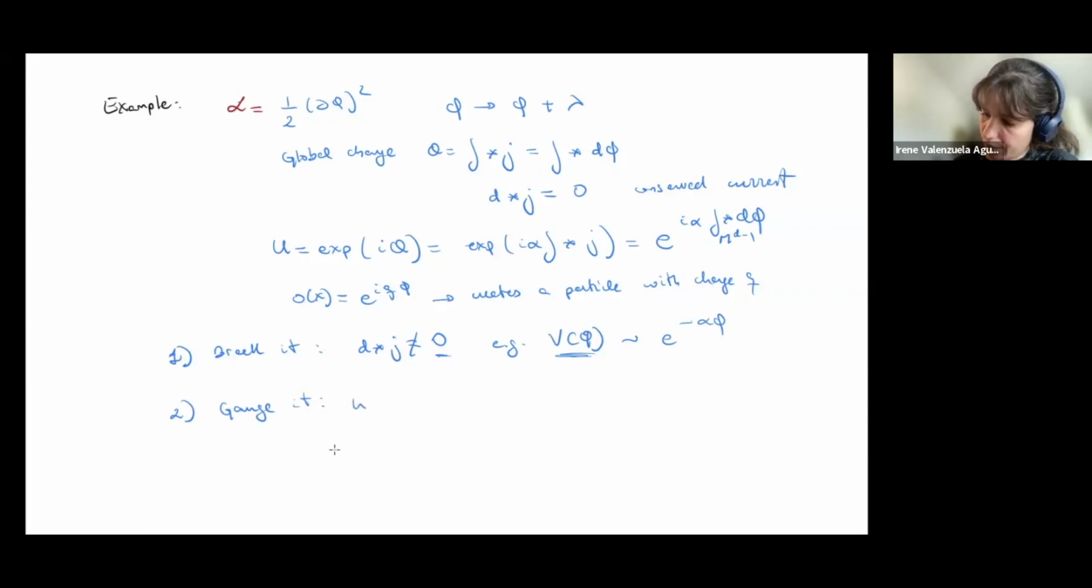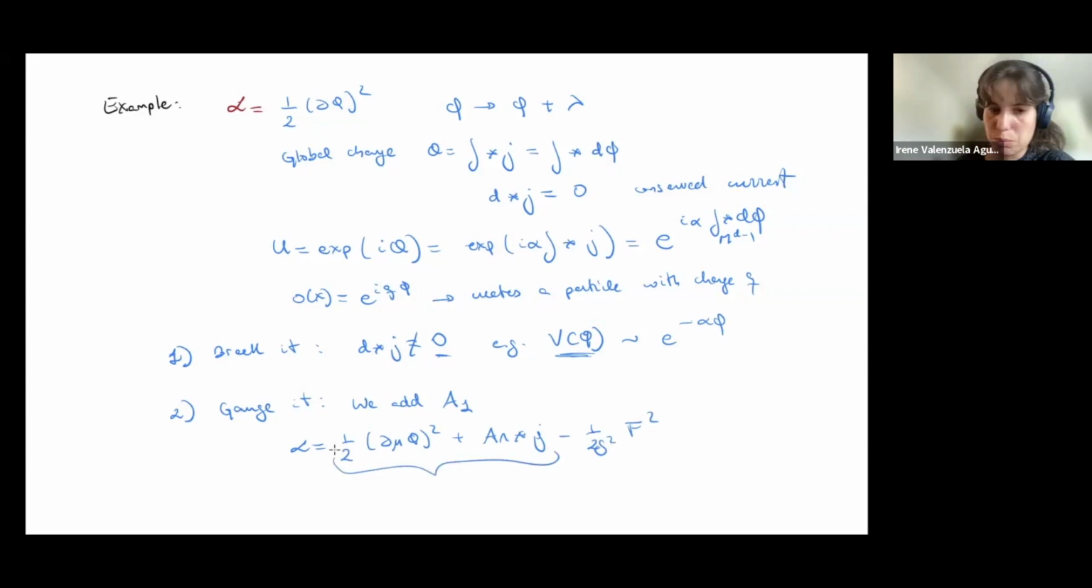So we add some gauge field, A1, so that my Lagrangian now is, we have to add the coupling of the gauge field to the current and some kinetic term for the gauge field. Now this, when you write the current I put you before, this is just the typical covariant derivative, right? D phi minus A squared. Okay. Now this symmetry now is gauged, right?